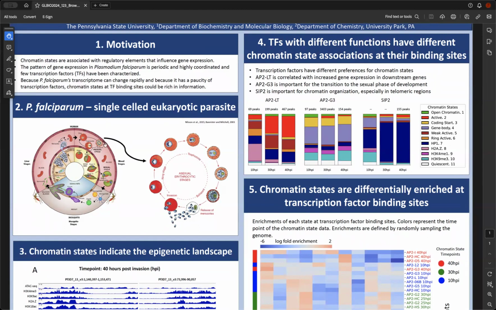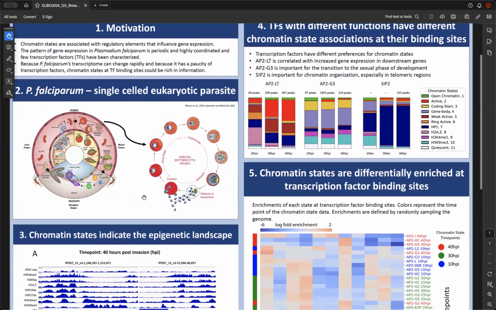So this is a very complex life cycle with many changes and many shifts in gene expression, but very few transcription factors. So since something is regulating their genes and moving things around, this study is looking at transcription factors and their association with chromatin, like via chromatin states. So we have data mainly from the asexual blood stage.